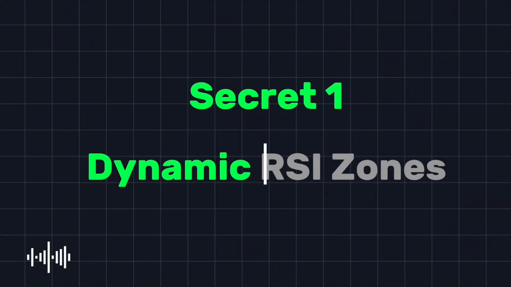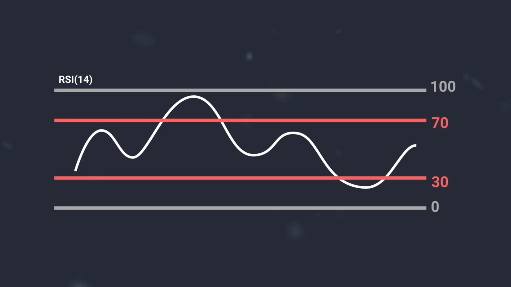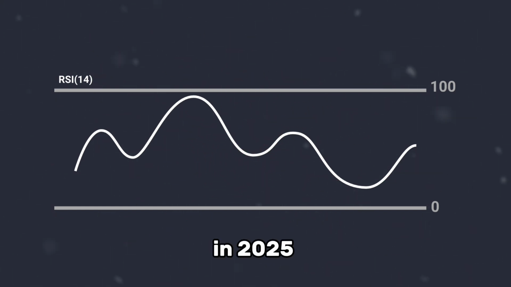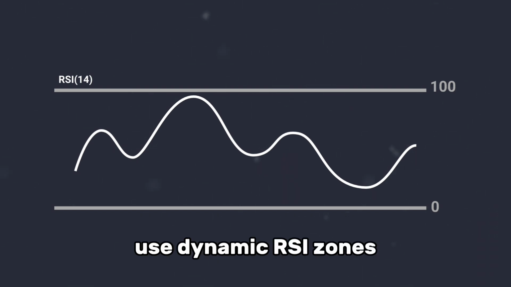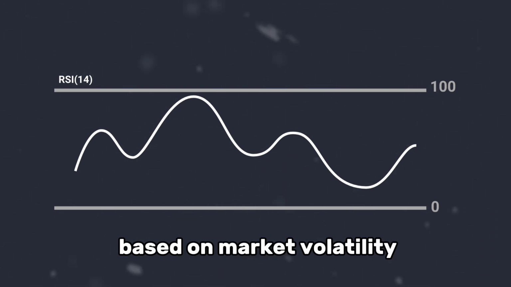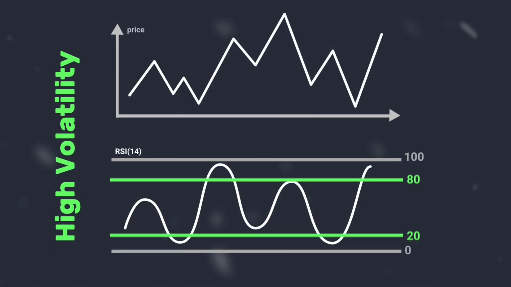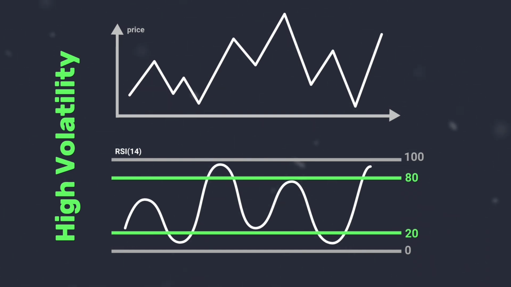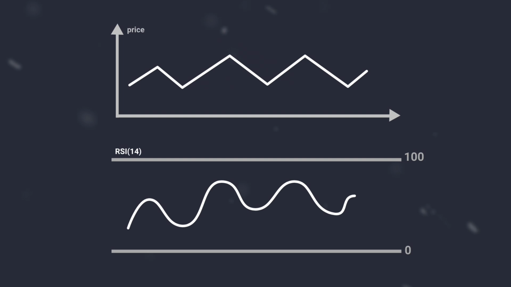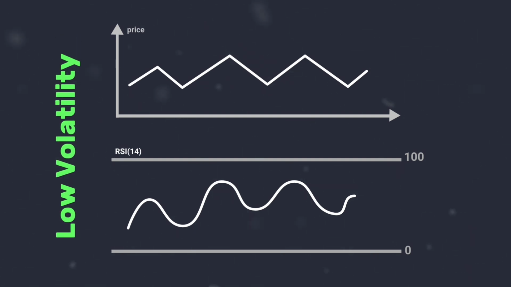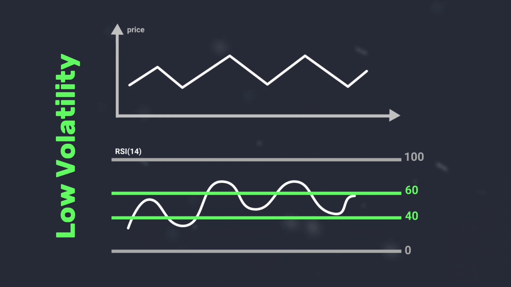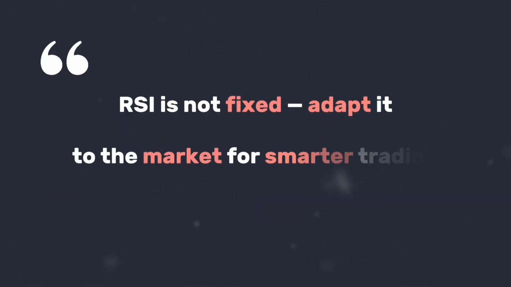Secret 1: Dynamic RSI Zones. Forget the classic 70-30 levels. In 2025, smart traders use dynamic RSI zones based on market volatility. For example, during high volatility, use 80 and 20 levels for more precise entries. In sideways or low volatility markets, 60-40 gives better signals. RSI is not fixed. Adapt it to the market for smarter trading.